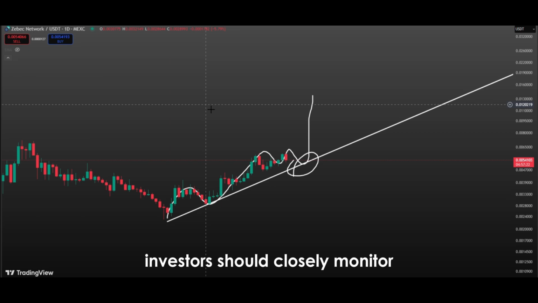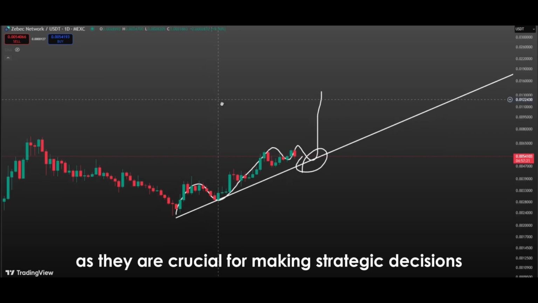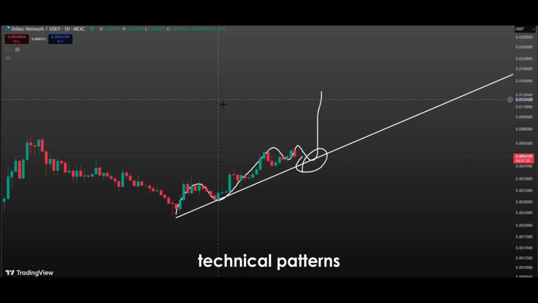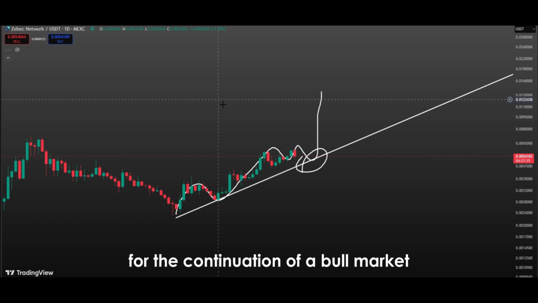For this reason, investors should closely monitor these trendline touches as they are crucial for making strategic decisions. A bounce from a rising trend is among the most reliable and promising technical patterns for the continuation of a bull market.